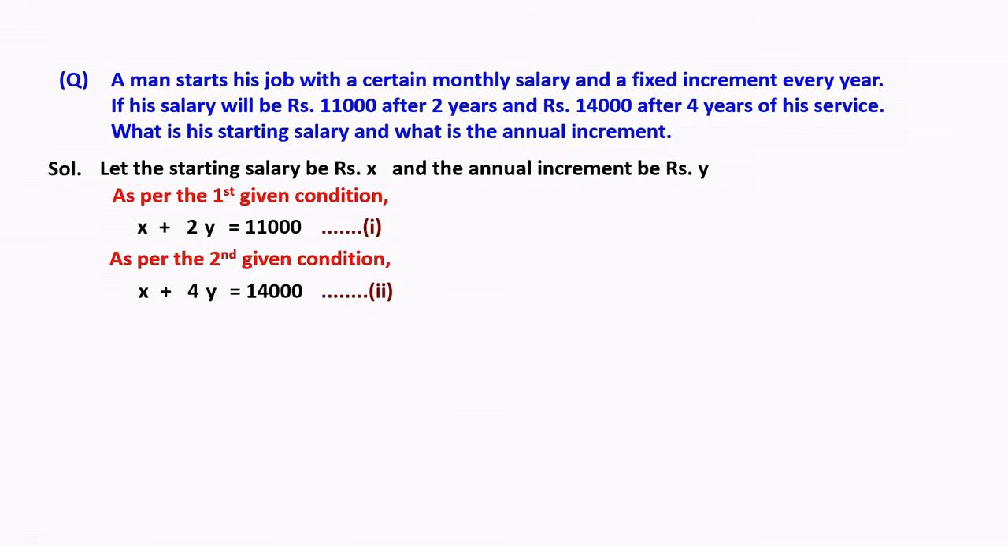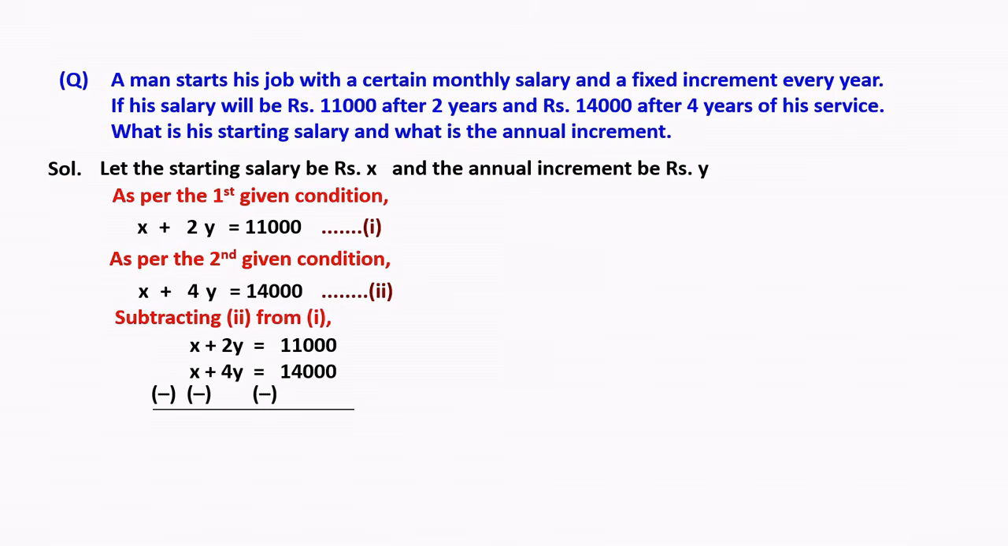Subtracting equation 2 from equation 1, x plus 2y is equal to 11,000. x plus 4y is equal to 14,000. On subtracting, minus 2y is equal to minus 3,000. Therefore, y is equal to minus 3,000 divided by minus 2. So, y is equal to 1,500.